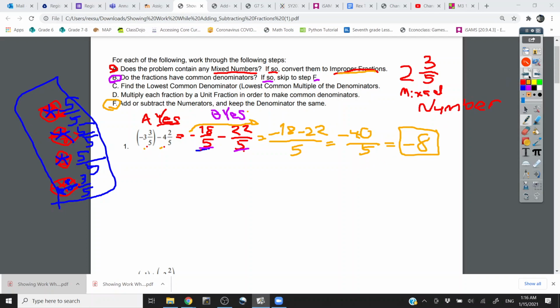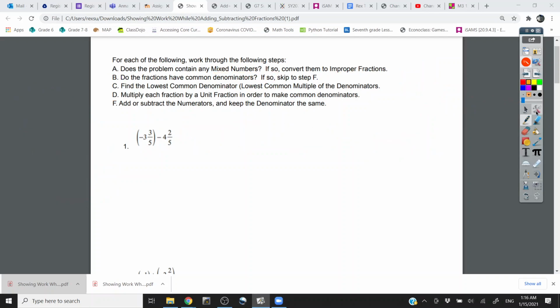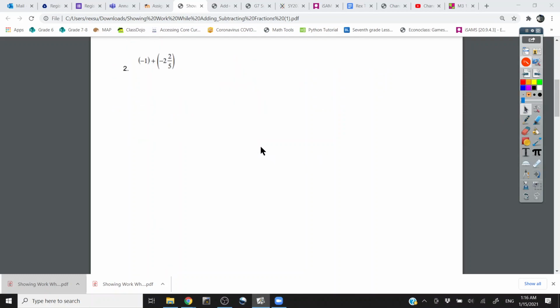Let's go and look at a second one. You may want to keep these steps up in front of you or have the worksheet in front of you, because I can't really put it up. Oh, maybe I can, because it's on the next page. No, okay. So I'll write them as we go.